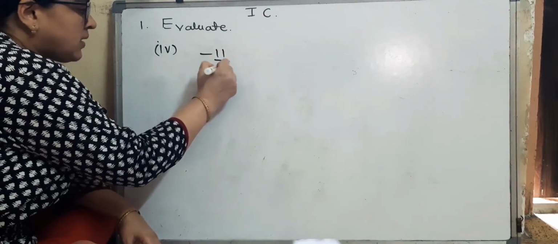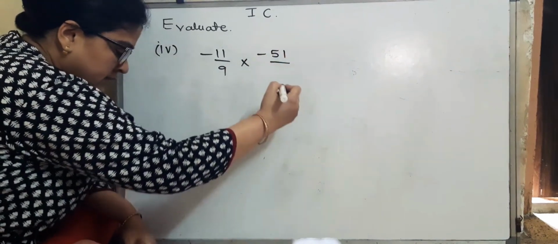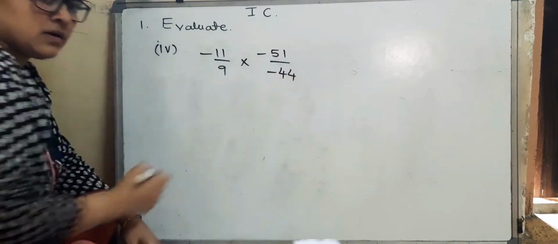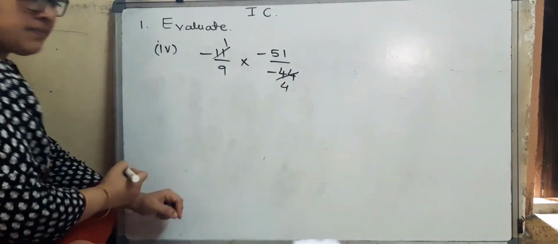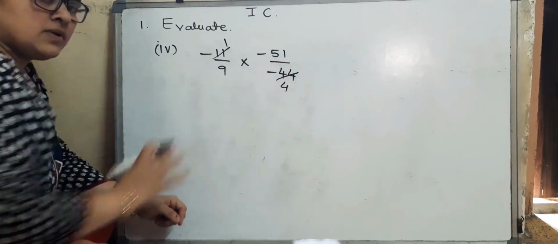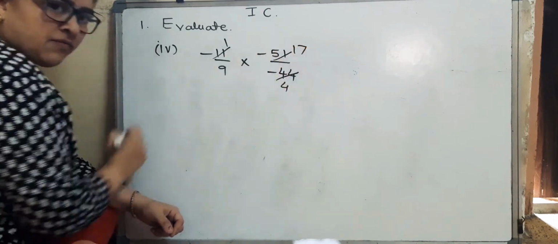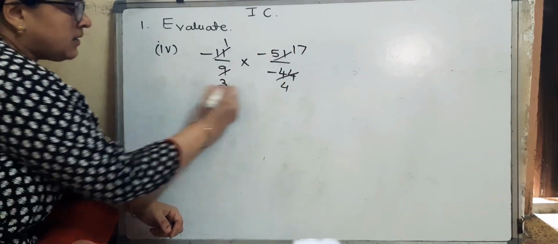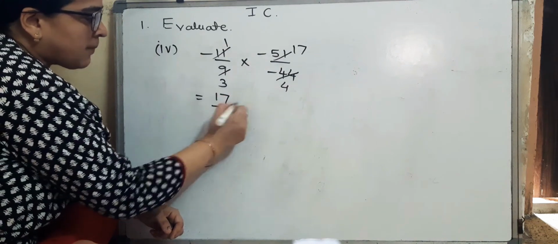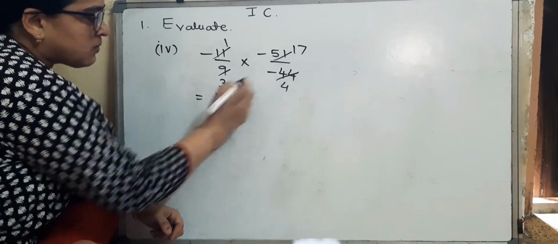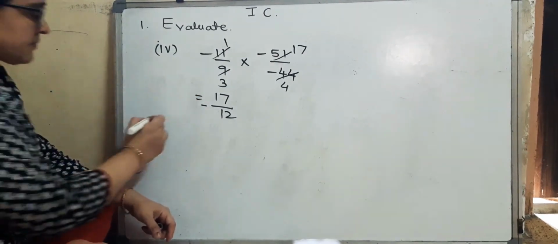Fourth sum, minus 11 upon 9 into minus 51 upon minus 44. First of all you do the cutting. 11 ones are 11, 11 fours are 44. Now this 51 comes in the table of 3. So 17 threes are 51. So the answer is 17, minus minus plus, and upon 4 threes are 12, and here is also minus. This is the answer, minus 17 upon 12.